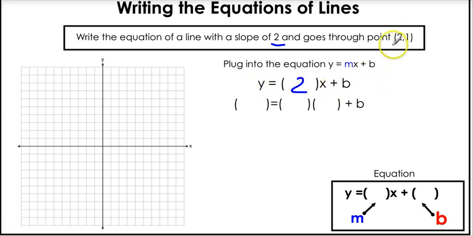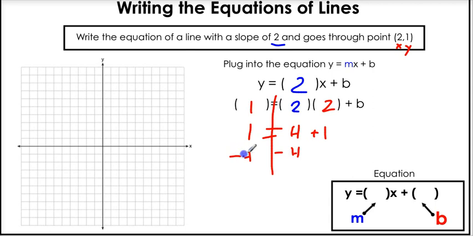The next step is to plug in our point. We have x and y as 2 and 1. So for x and y, we'll plug in 2 and 1. Y is 1, x is 2, and our m is 2, and our x is also 2. What we'll do here is solve for b so we can find our y-intercept. We get 1 = 2 times 2, which is 4, plus b. We'll subtract 4 from both sides, and we get b = -3.